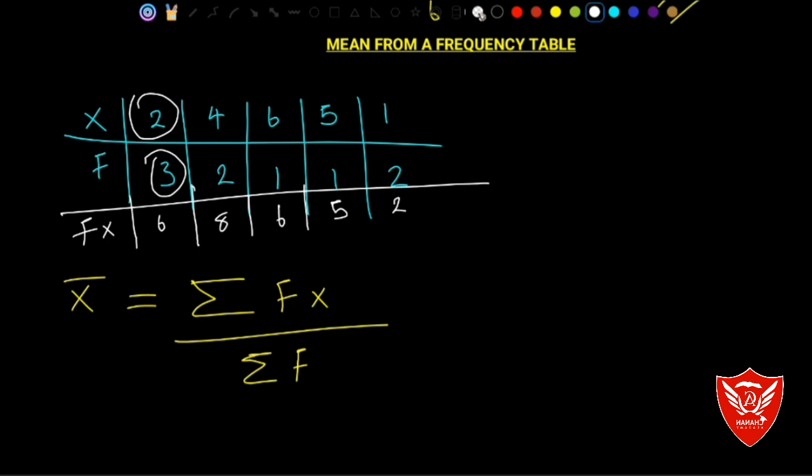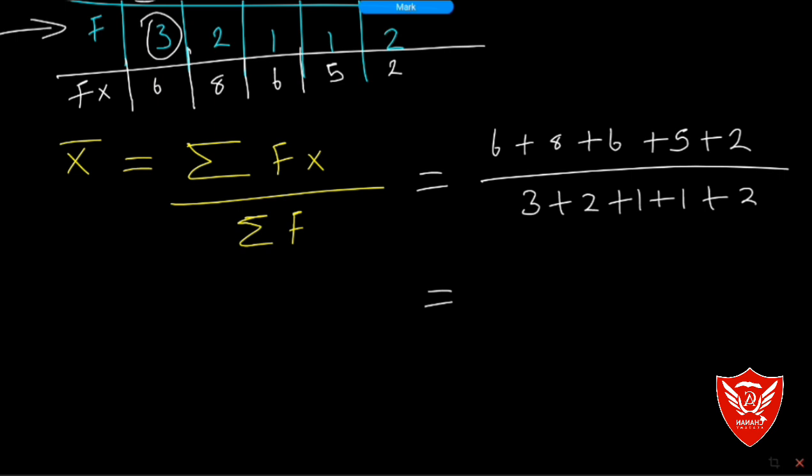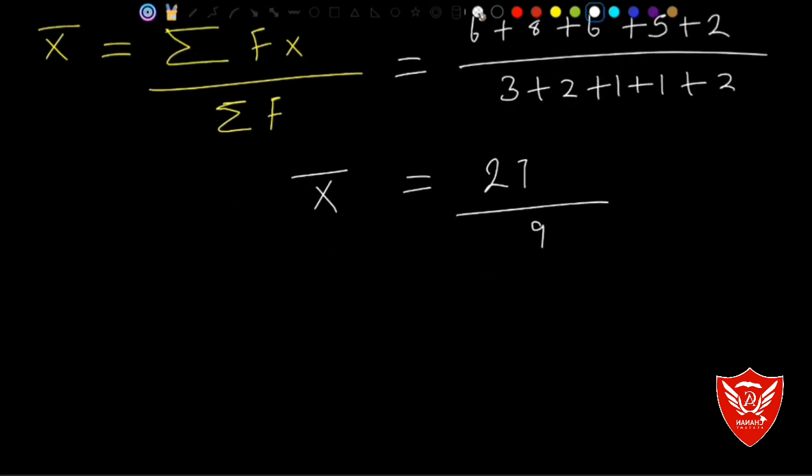After getting the fx, which is the product of the frequency and the value, then you sum, which is now going to be 6 plus 8 plus 6 plus 5 plus 2 all over the summation of the frequency. This is the frequency, so you sum the frequency, which is going to be 3 plus 2 plus 1 plus 1 plus 2, and this is going to give us, if you sum everything here, we are going to have 27, and when we sum the frequency, we are going to have 9. So our mean, which is x bar, is going to be 27 over 9, and when we divide that, we are going to have that the mean is equal to 3. So this is our mean.